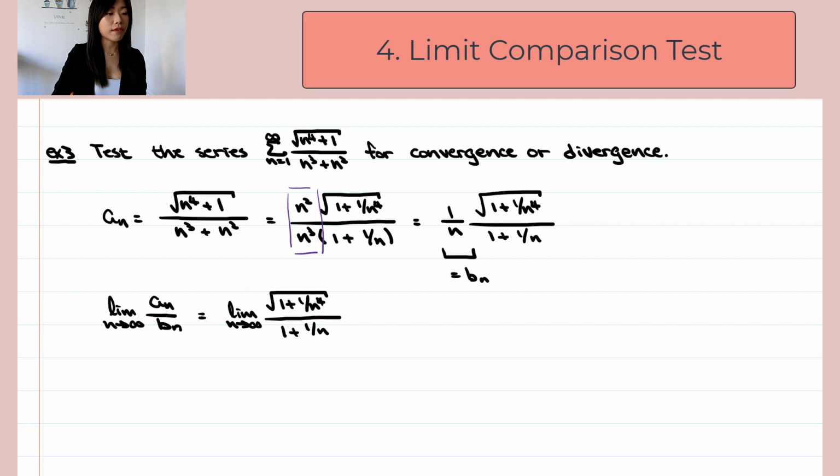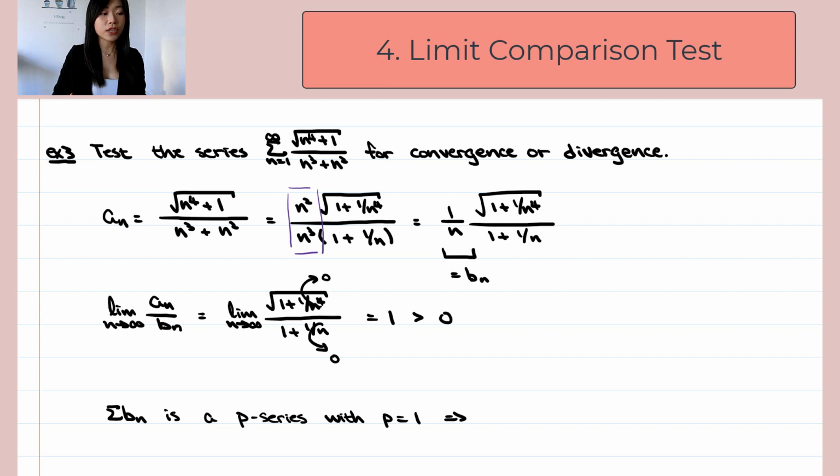As n approaches infinity, this term approaches 0. This term also approaches 0. So this limit equals 1, which is a finite number greater than 0. And I know the series for bn is a p-series, and the exponent is 1. So the sum of bn is a p-series with p equals 1, which means this is a divergent p-series.